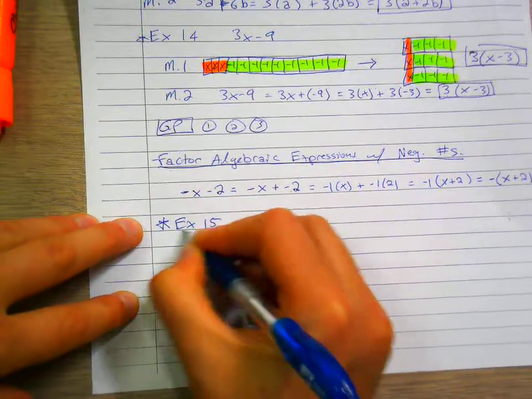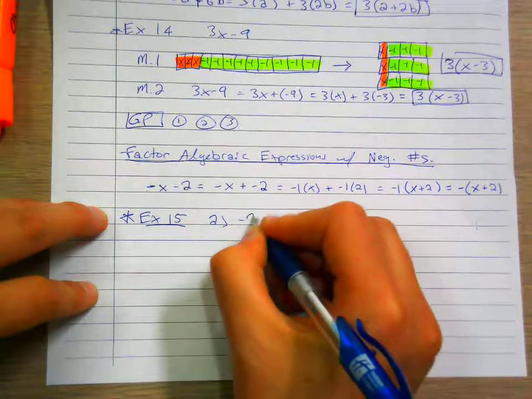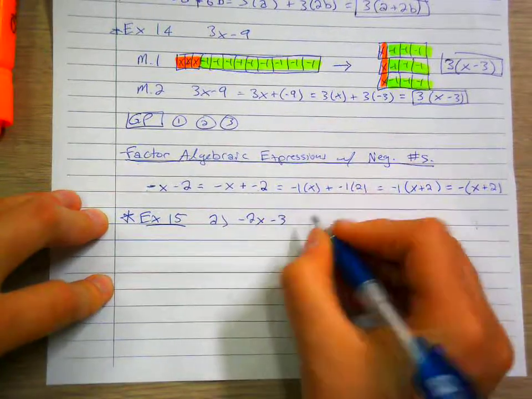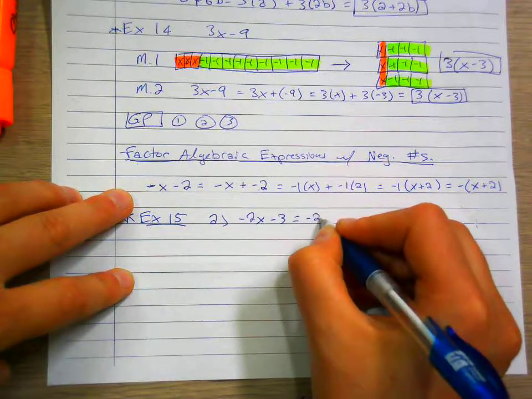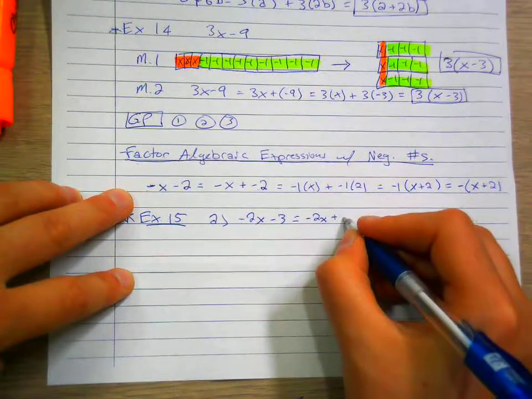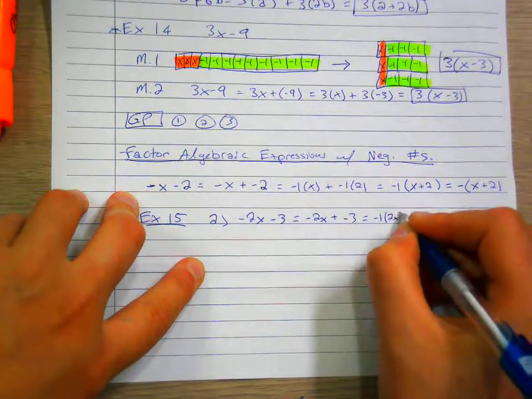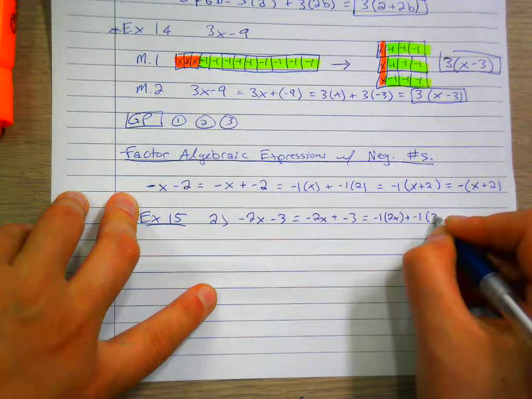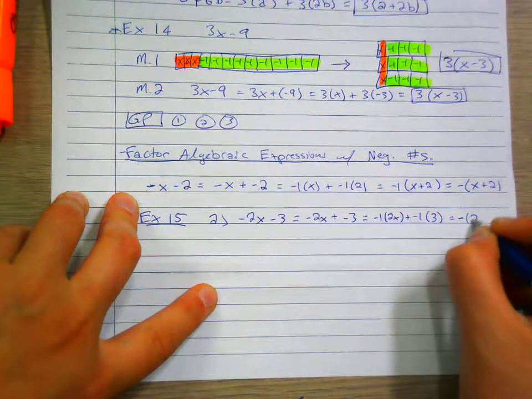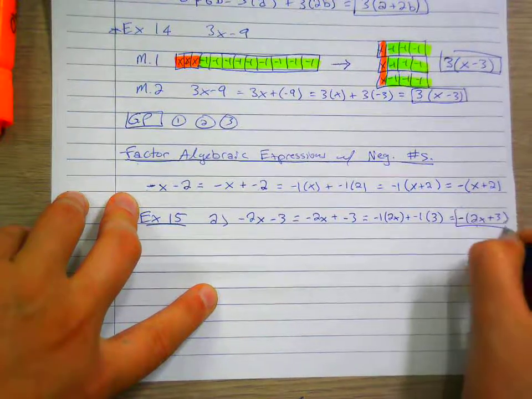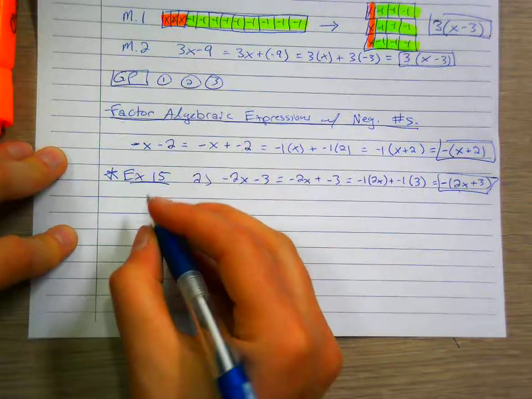Example 15. A, negative 2x minus 3. So same thing as up here. We're going to turn this into a positive sign, or a plus, and into addition. Negative 3, and that's going to equal negative 1 times 2x plus negative 1 times 3, which is equal to negative times 2x plus 3. Let's try B.